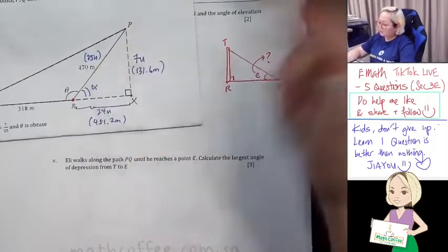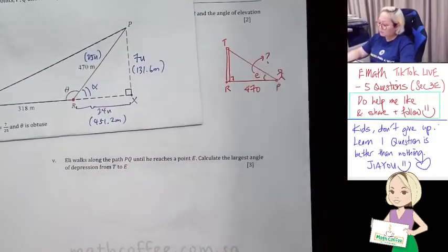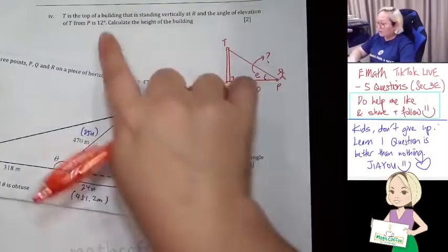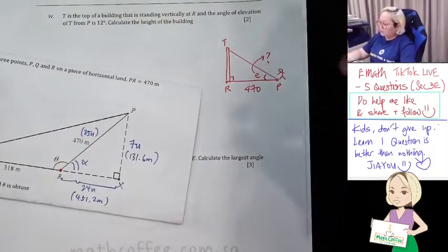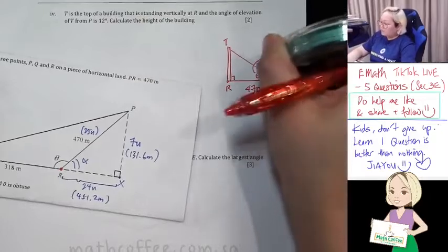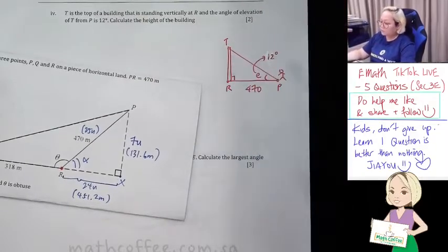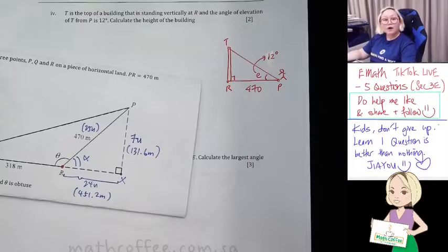RP, yes, 470. Here is 470. The building, I don't have. Did they tell me? No, don't have. Oh, sorry, not this one. Elevation is given. So this one is 12 degrees, all good.